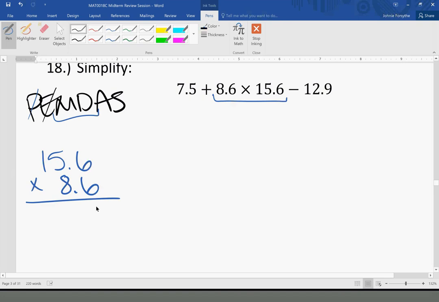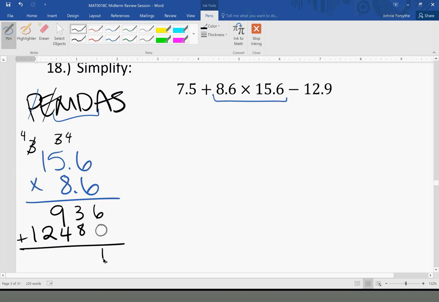So 6 times 8 is 36. Carry the 3. 6 times 5 is 30 plus 3 is 33. 6 times 1 is 6 plus the 3 is 9. Okay, now to do 8 times 6, 8 times 5, 8 times 1, we have to put that 0 placeholder. And now 8 times 6 is 48. Carry the 4. 8 times 5 is 40, plus 4 is 44. 8 times 1 is 8, plus 4 is 12.